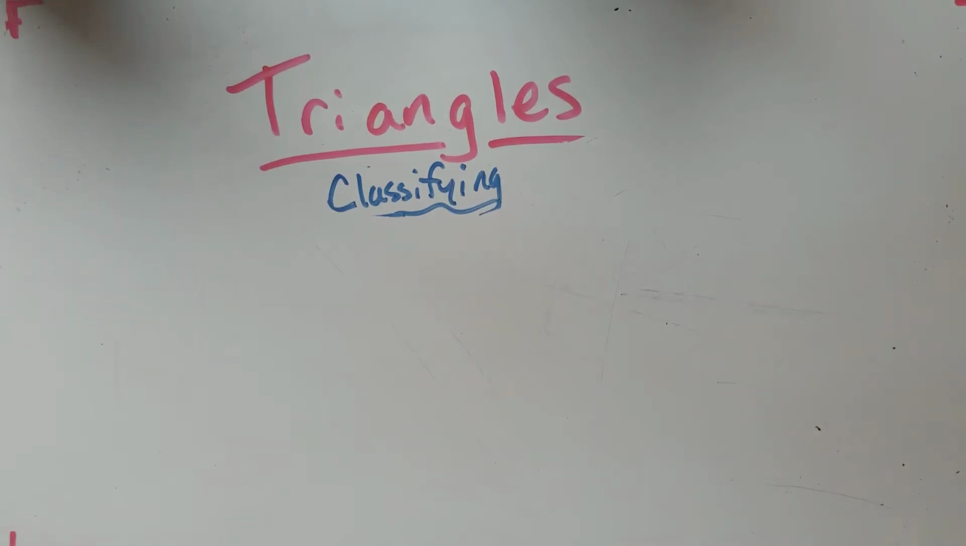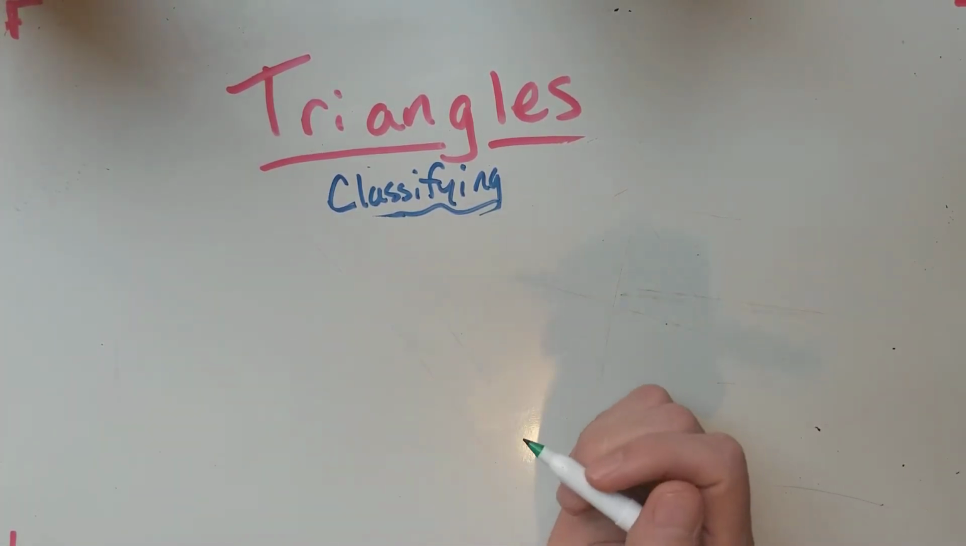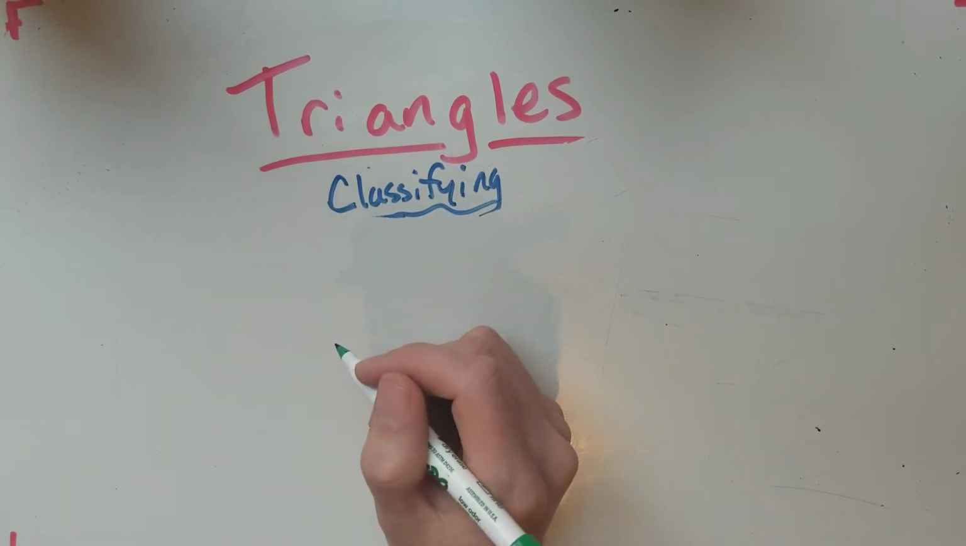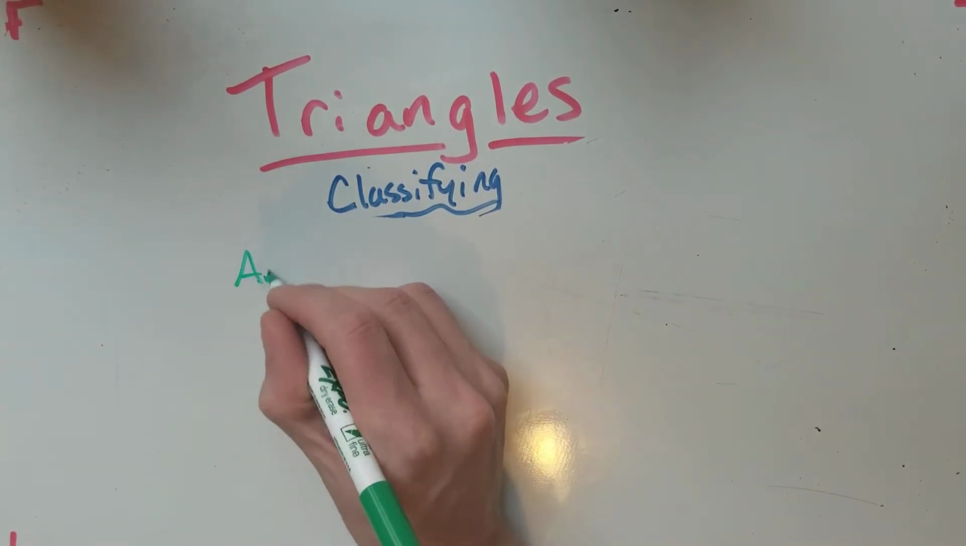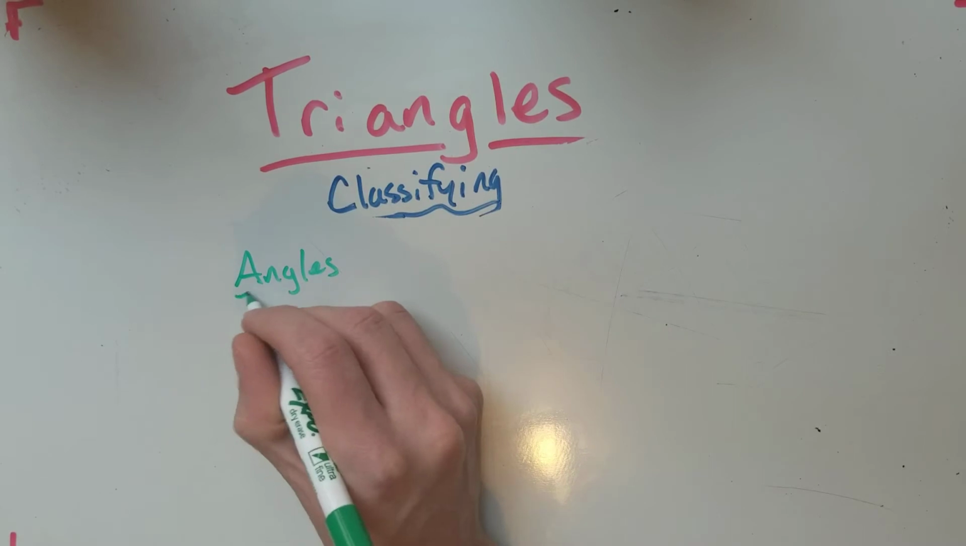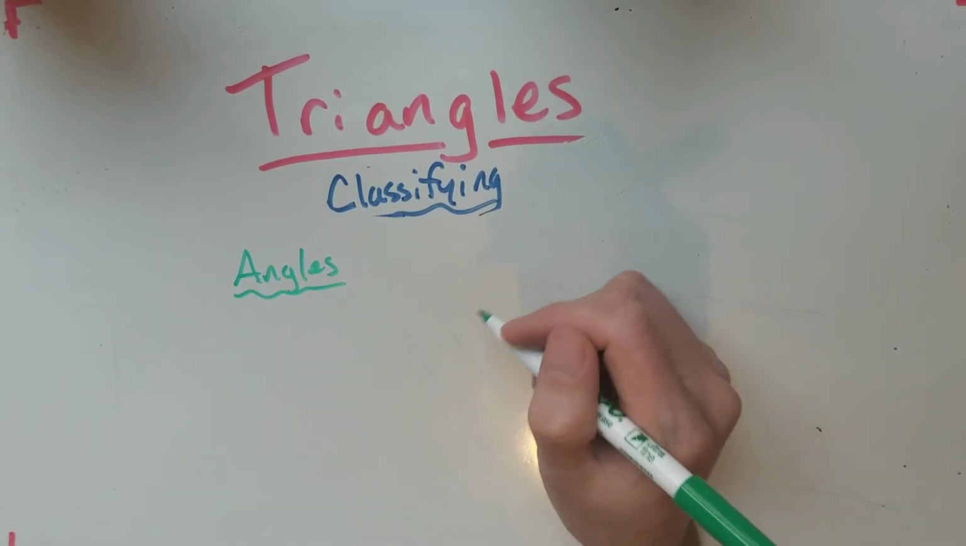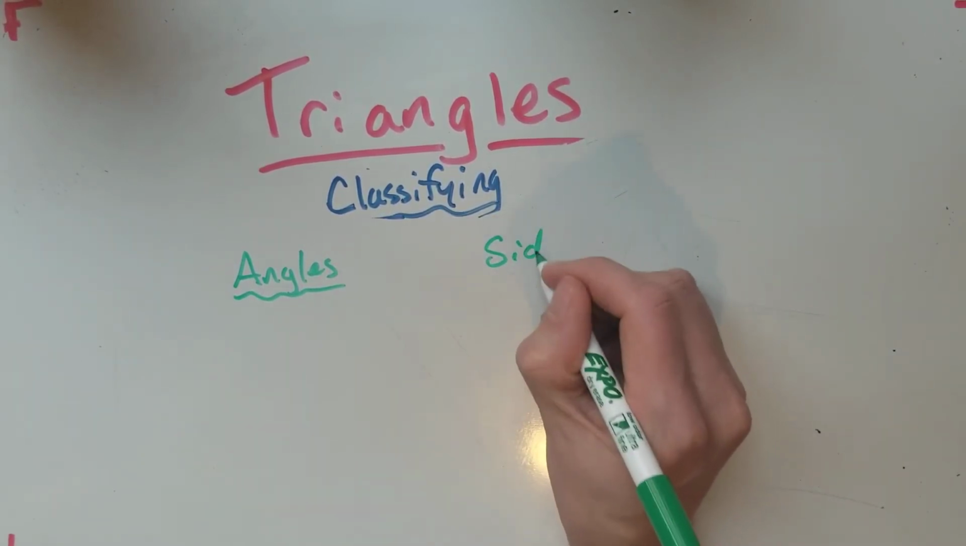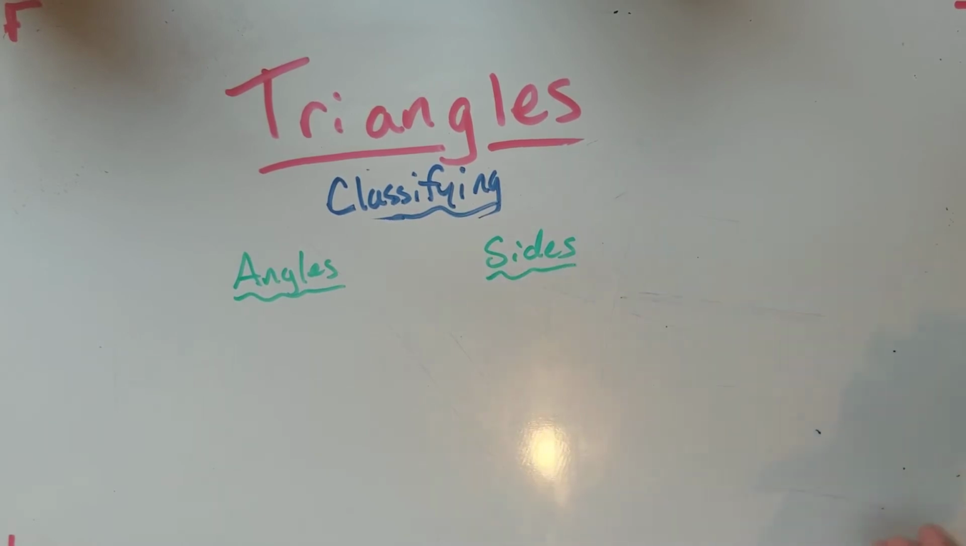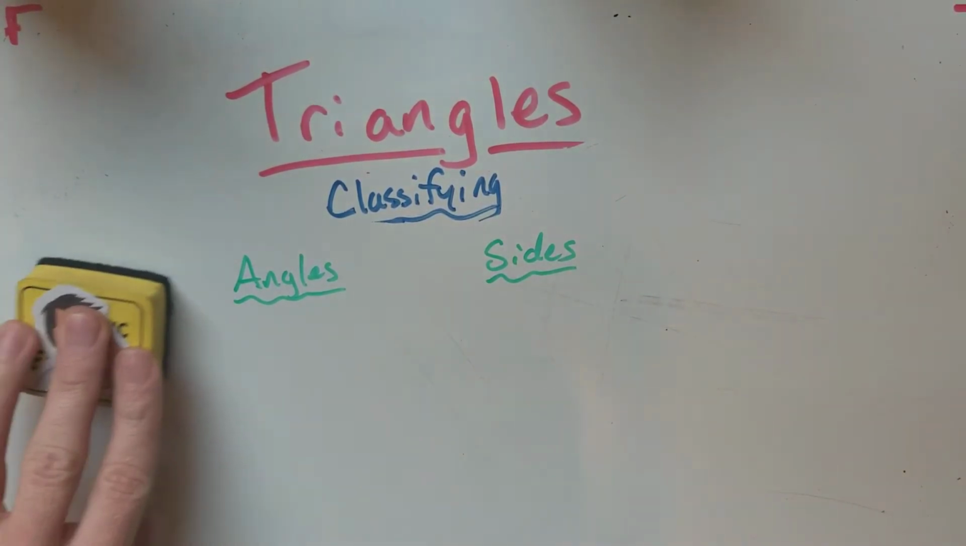Hey guys, today we're going to talk about triangles and how to classify triangles. So to classify a triangle, there's really two ways that we can go about it. We can classify by the angles inside the triangle, their measurements, or we can classify by the sides on the outside. And the sides have a special relationship with the angles that we'll talk about when we do them. But let's start off by talking about the angles.